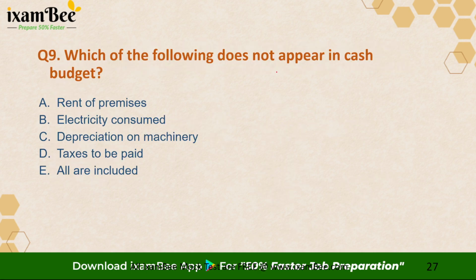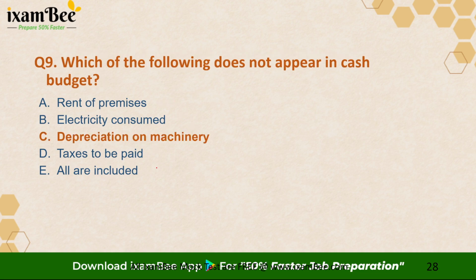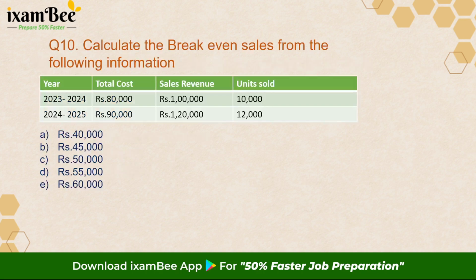Next question, which of the following does not appear in cash budget? This is a very simple question. Simply, cash budget means all the cash expenses. Now out of this, which is not a cash expense? Rent, electricity, depreciation, taxes paid. So we know depreciation is a non-cash expense and therefore it will not be a part of the cash budget. It will be a part of your P&L but not a part of your cash budget.